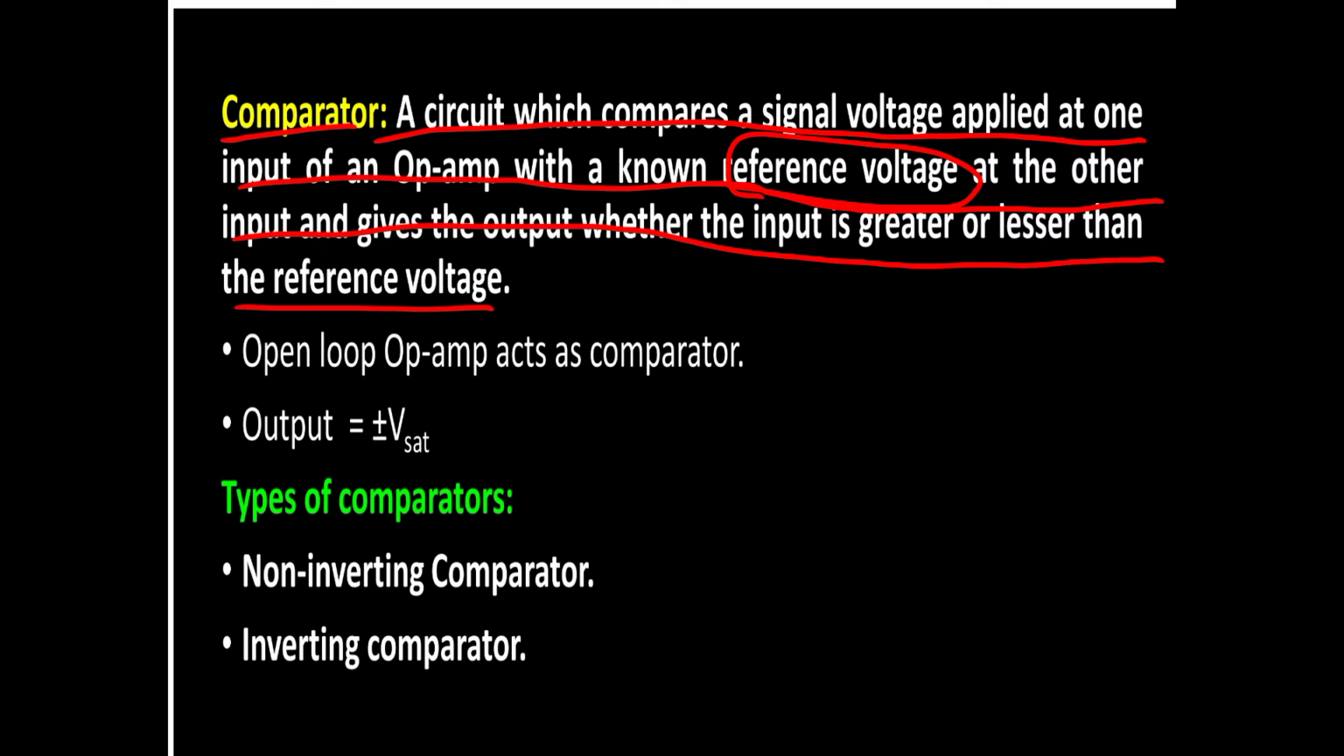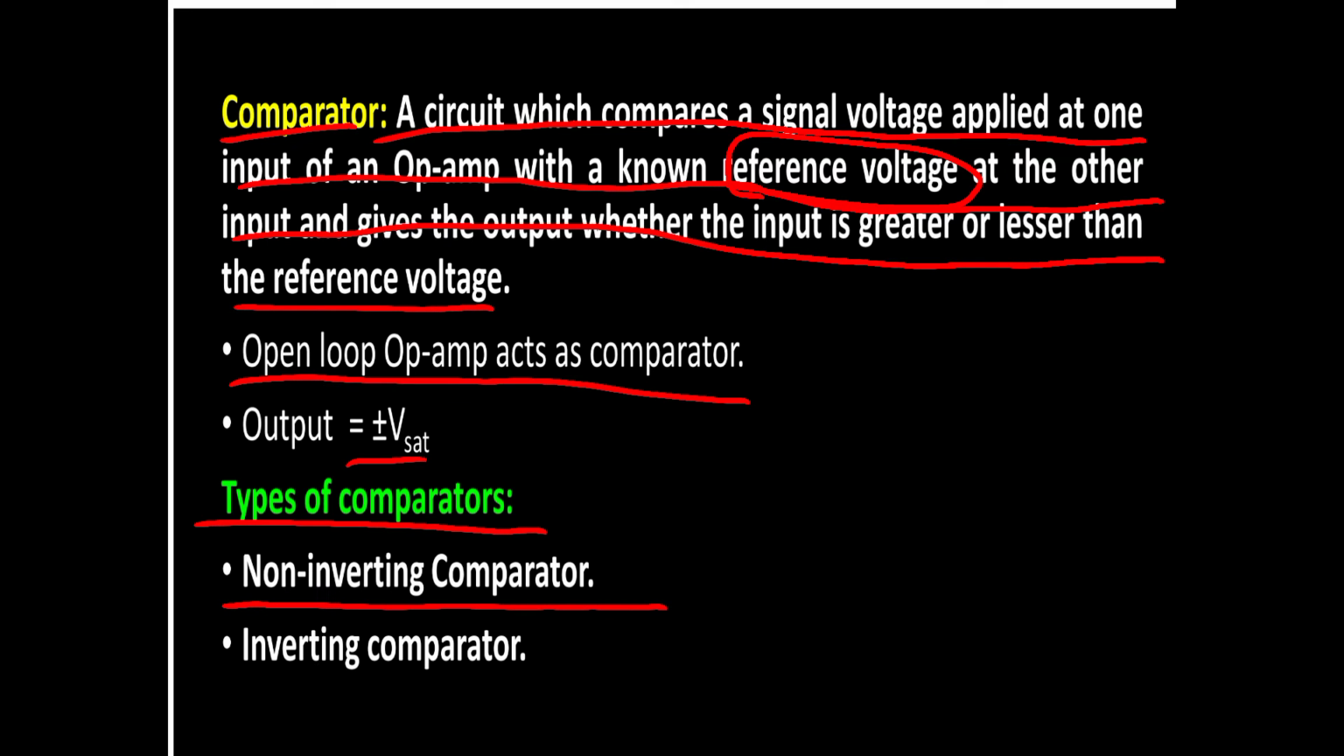The open loop op-amp acts as a comparator. Here we are using open loop op-amp as a comparator, and we have only two possible outcomes for the comparator, that is plus Vsat and minus Vsat. Vsat is nothing but saturation voltage. These are the two possible outcomes of the comparator, and we have mainly two types of comparators. One is non-inverting comparator and another one is inverting comparator.